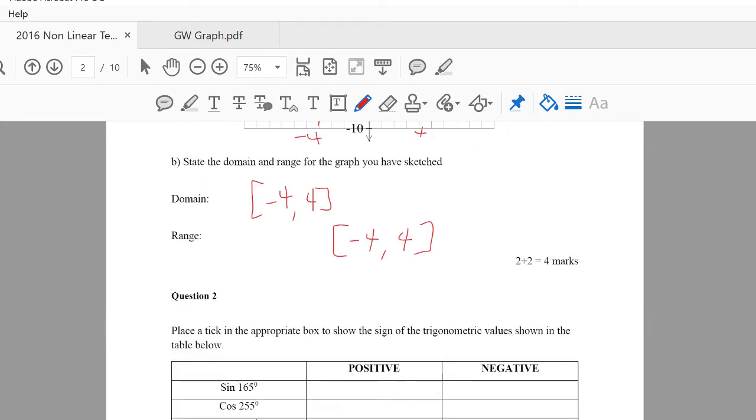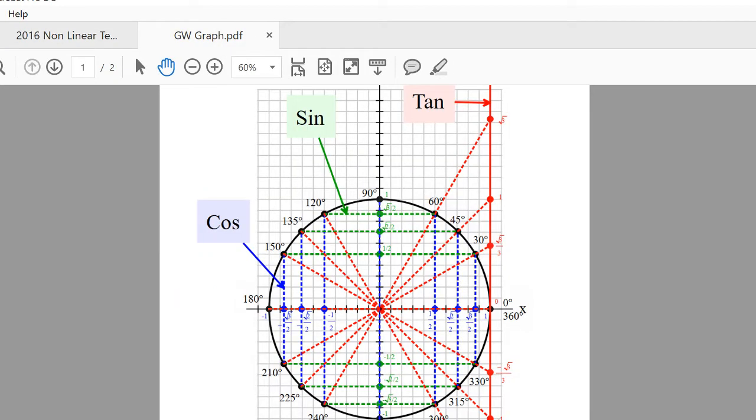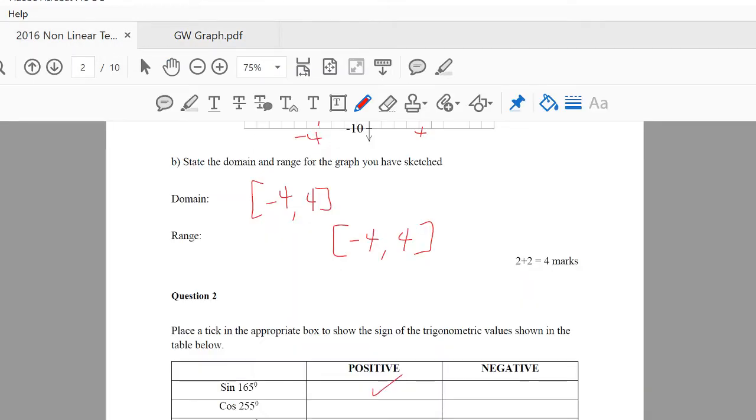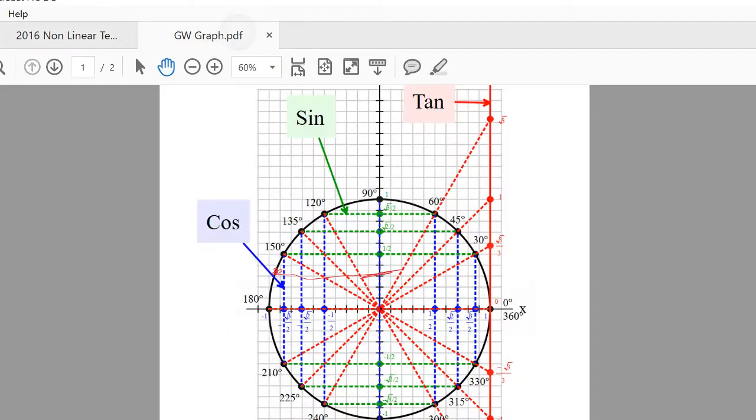Place a tick in the appropriate box to show the sign of the trigonometric value. So sine 165. I'm actually going to go to my graph and say, 165 degrees, that was what it was, wasn't it? 165 degrees, that's about 150. 165 is about there. Now, is sine positive or negative there? If we look across, sine is a measure of the y value. That is definitely positive. It's going to be roughly 0.3 by the look of it. I don't know exactly what it is, but it is going to be positive, so it's not going to be negative. What about cos 225? Where is 225? 225 is right there, and cos for that one extends right up to be negative. It is negative root 2 on 2 exactly, actually.